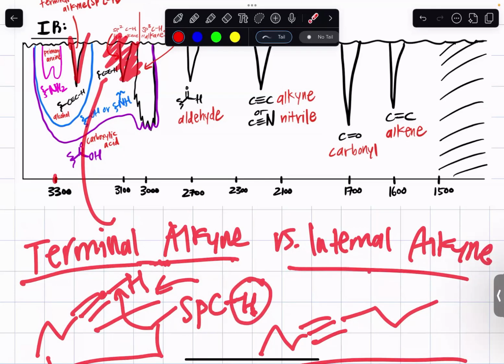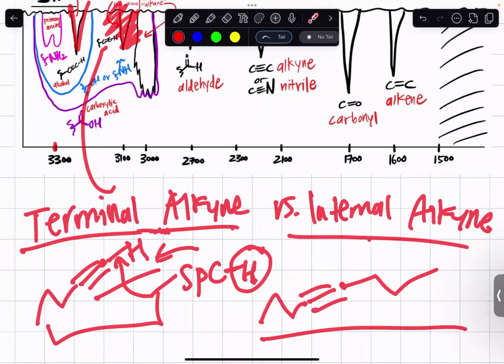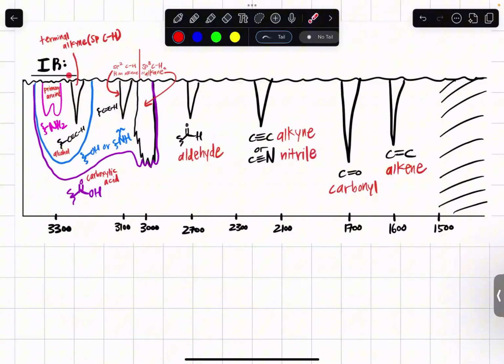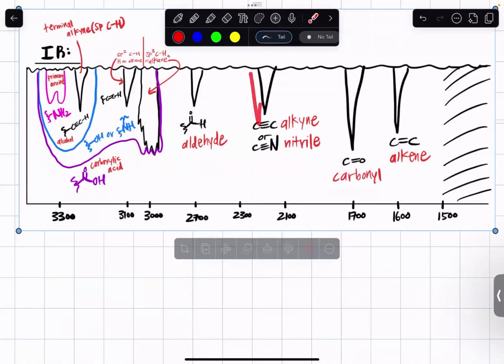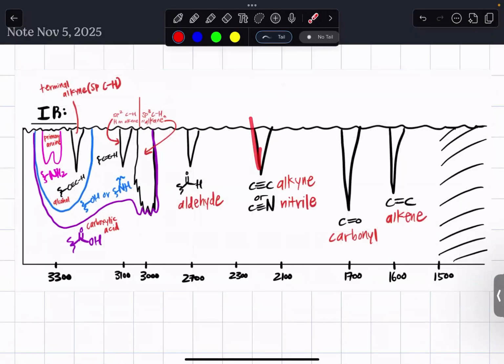The internal alkyne will have no sp carbon to hydrogen bond, because these carbons here have no hydrogens at all. So if you have this peak right here, that will always be paired up with this peak right here at the triple bond region, 2100 to 2300. So if you have this peak and this peak together, you know that you have a terminal alkyne. If you just have this peak right here and you don't have this peak, then you could have an internal alkyne or a nitrile. Does that make sense so far? Any questions so far on that? No. Okay, that's good.